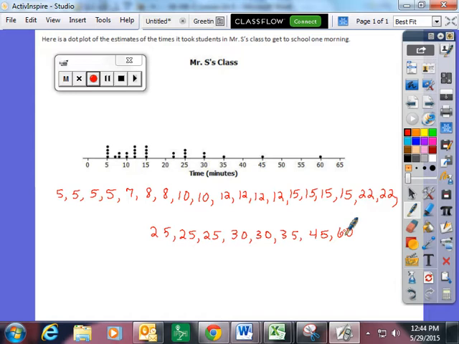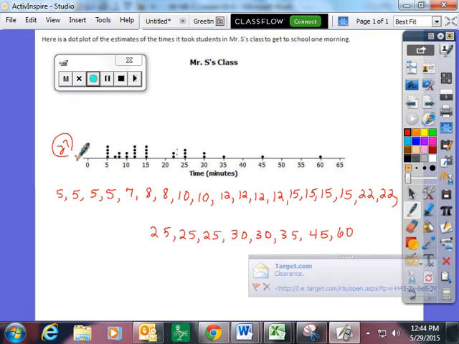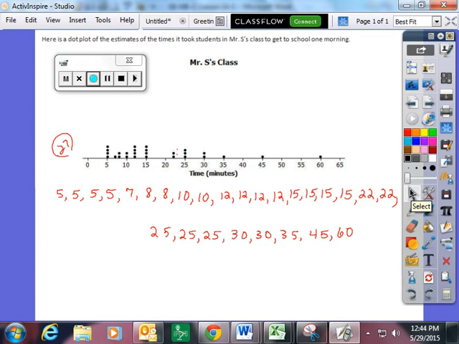One thing I would do is count the number of dots. 1, 2, 3, up to 27. And I would make sure that you have 27 here. Counting again, 1, 2, 3, up to 27.